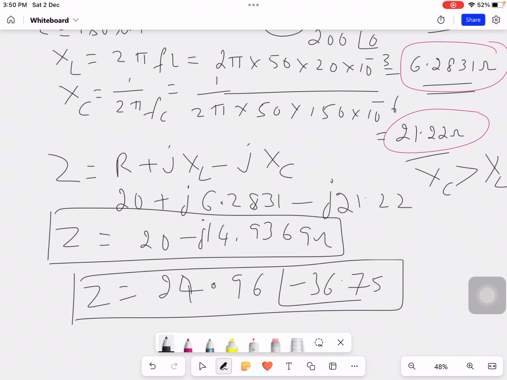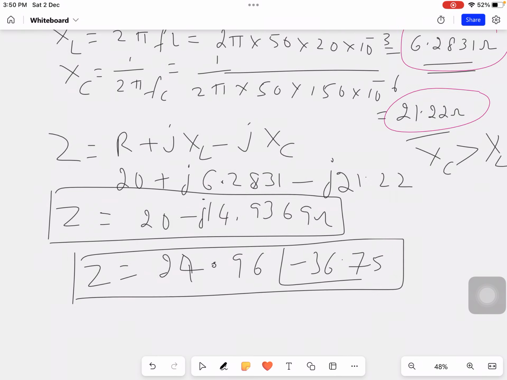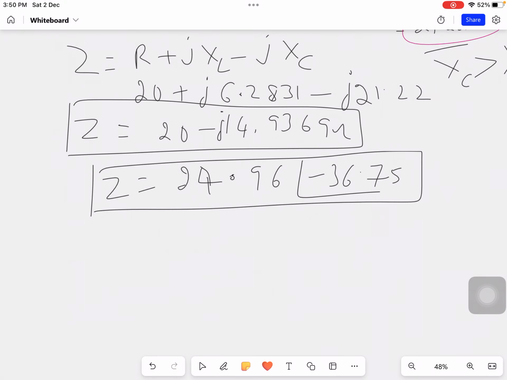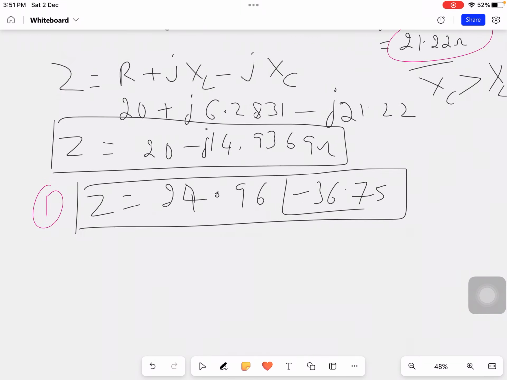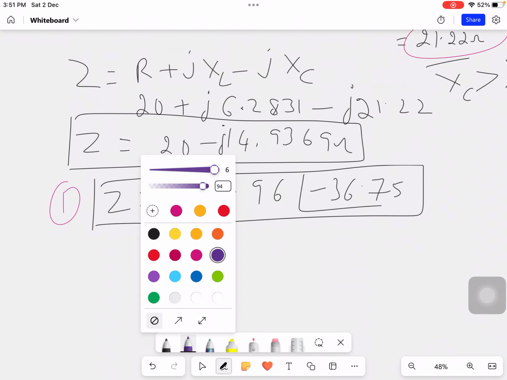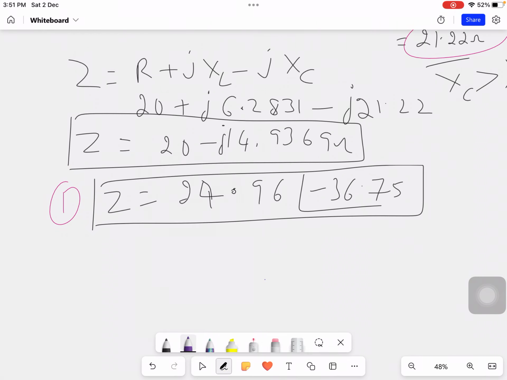Calculate the impedance. Now we have to calculate the current drawn from the supply. It's very easy. As per Ohm's law, how to calculate the current? I will take it in a different color. Okay, this is the first bit. Now I will take the second bit. So current drawn from supply: I is equal to V by Z. Why are we considering impedance? Because the circuit contains all the three elements, so the total opposition is impedance. So I is equal to V by Z.